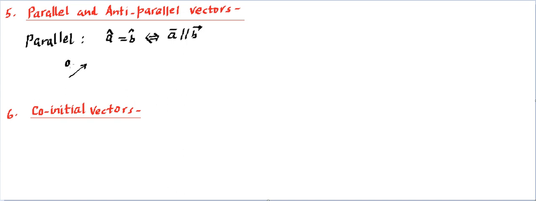Let's say this is A vector, geometrically represented, and there is another vector B which is represented over here. They have the same direction, but their lengths are different. So they will not be known as the same vector or equal vector. They will be known as parallel vectors. Making sense?